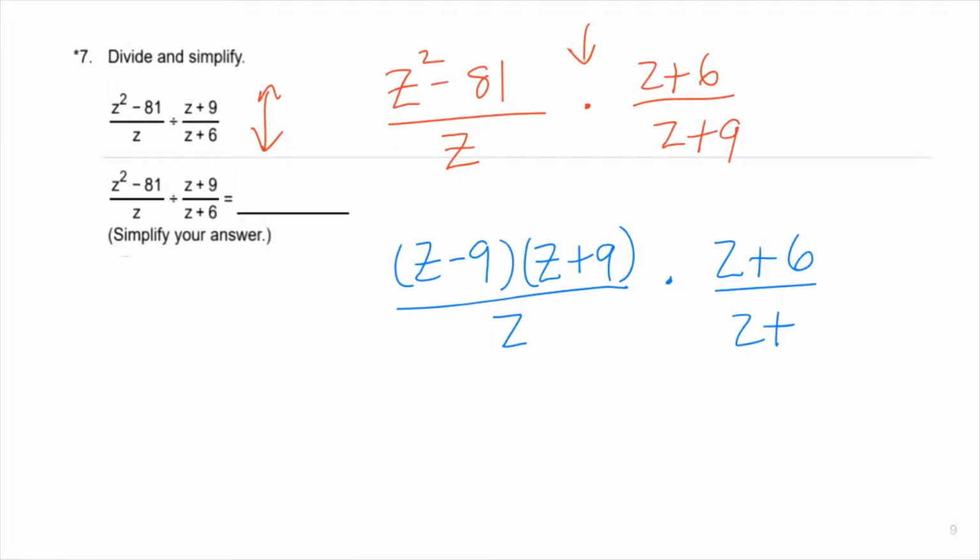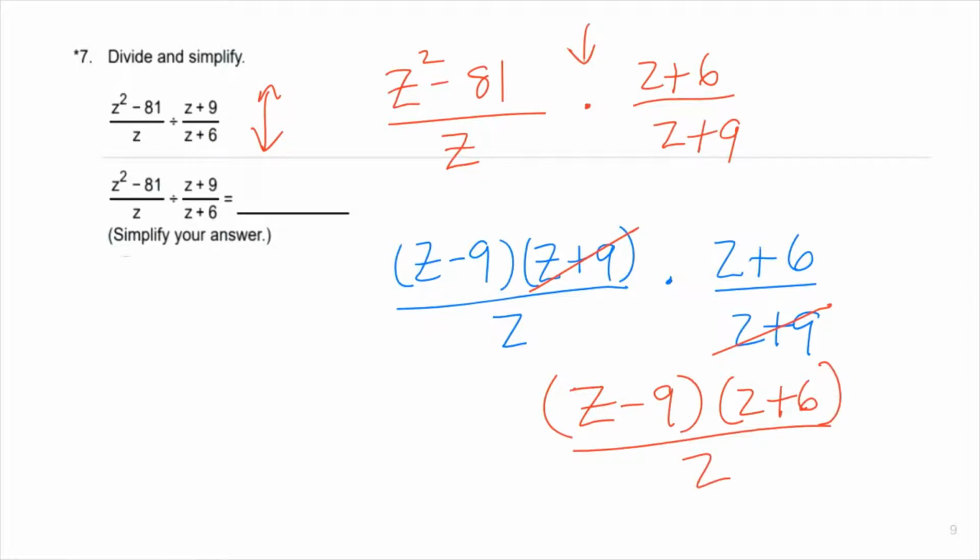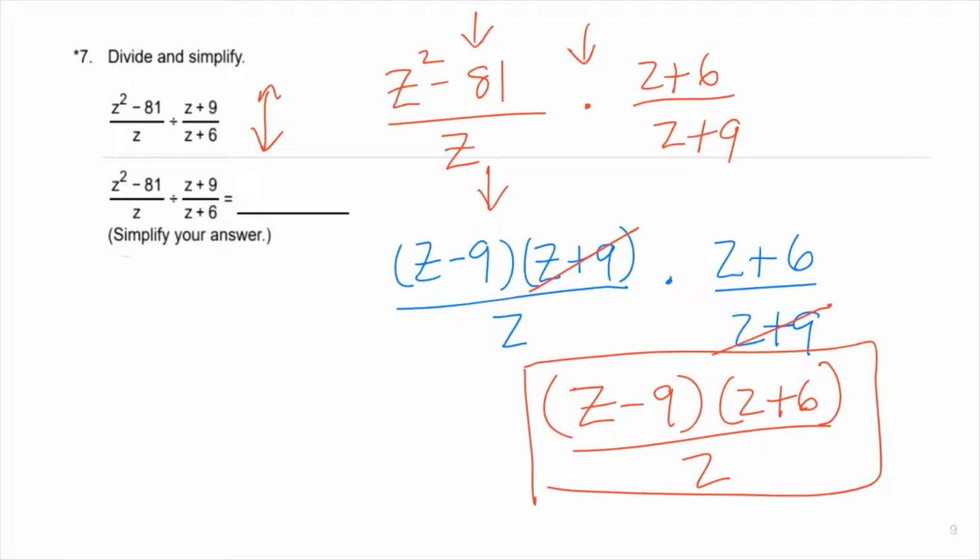Now I see if I can cancel anything. I can cancel top and bottom diagonally. So I can cancel out a z plus 9, a z plus 9. So I'm just left with z negative 9 and z plus 6 over z. And that's all you can do with this problem. So you just have to factor all denominators and numerators. The only one we were able to factor was the z squared negative 81, and we canceled the z plus 9s.